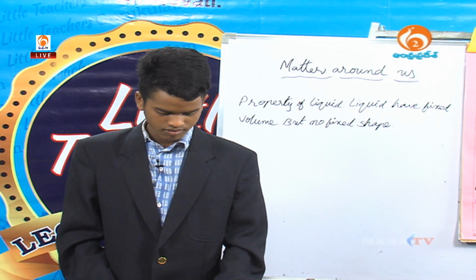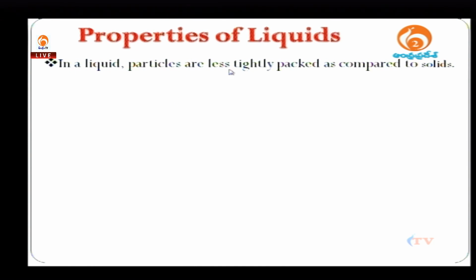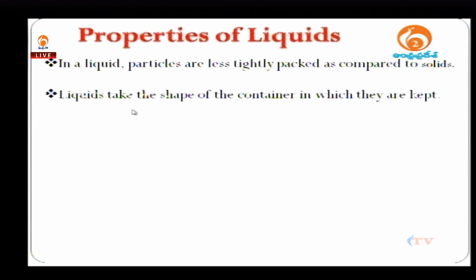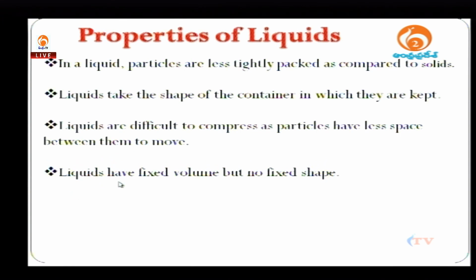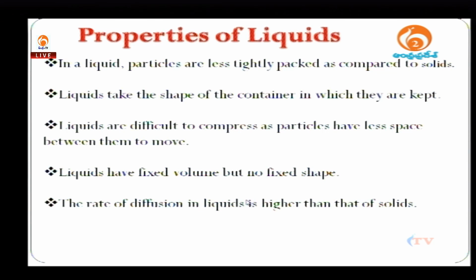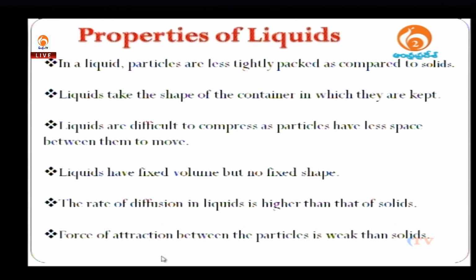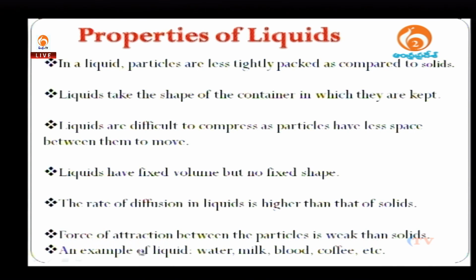Now see here, properties of liquids. In a liquid, particles are less tightly packed as compared to solids. Liquids take the shape of the containers in which they are kept. Liquids are difficult to compress as particles have less space between them to move. Liquids have fixed volume but no fixed shape. The rate of diffusion in liquids is higher than that of solids. Force of attraction between the particles is weaker than in solids. Examples of liquids: water, milk, blood, coffee, etc.